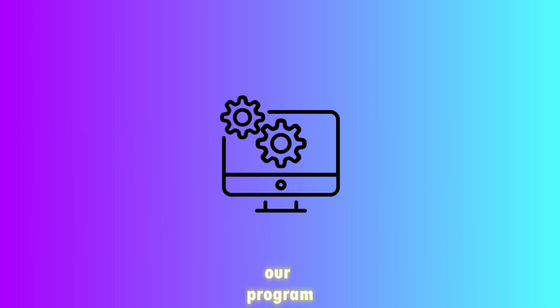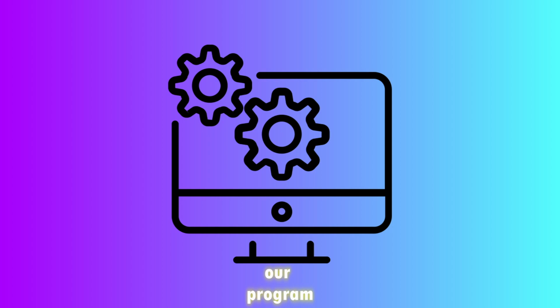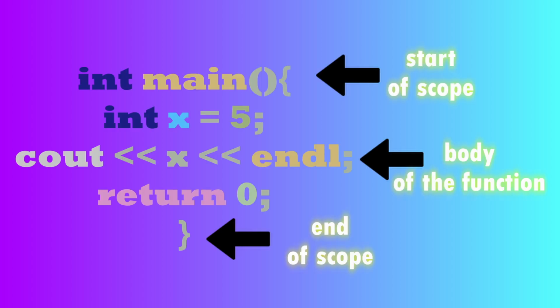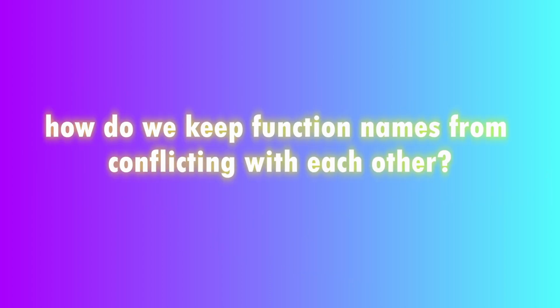As programs get larger and use more identifiers, the odds of a naming collision being introduced increases significantly. The good news is that C++ provides plenty of mechanisms for avoiding naming collisions. Local scope, which keeps local variables defined inside functions from conflicting with each other, is one such mechanism. But local scope doesn't work for function names. So, how do we keep function names from conflicting with each other?